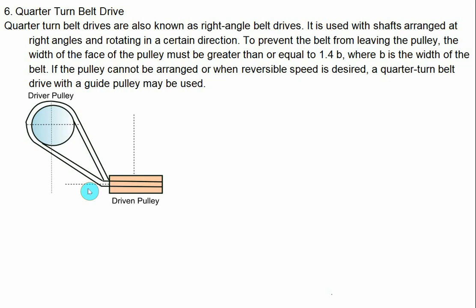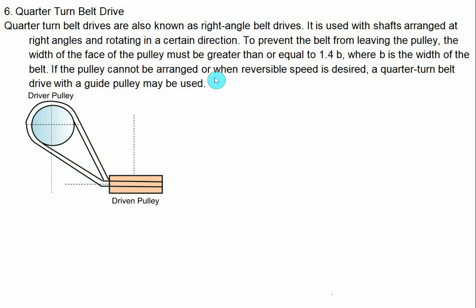This belt is wrapped around the driver pulley as well as the driven pulley, and the angle made by the two pulleys will be equal to 90 degrees. So quarter turn belt drives are also known as right angle belt drives. It is used with shafts arranged at right angles and rotating in a certain direction. To prevent the belt from leaving the pulley, the width of the face of the pulley must be greater than or equal to 1.4 times B, where B is the width of the belt.